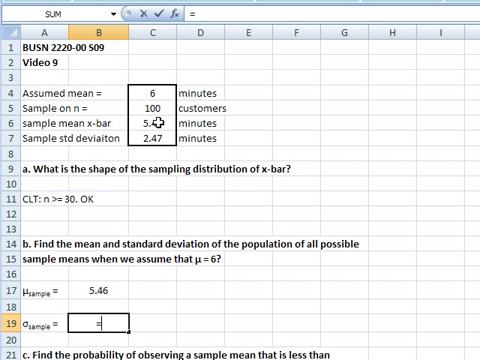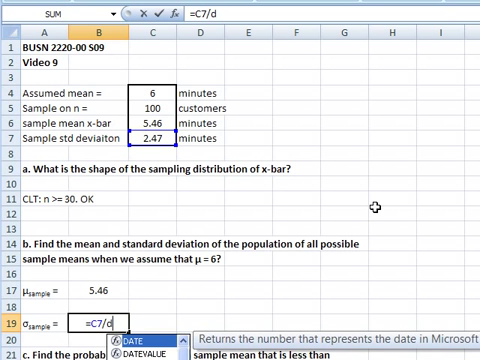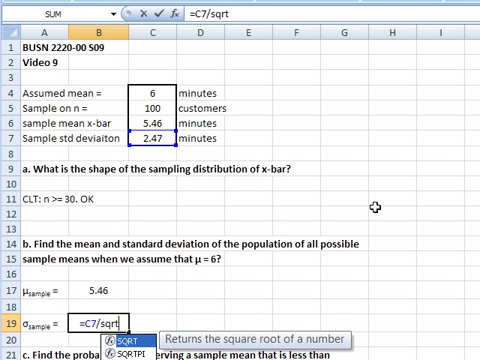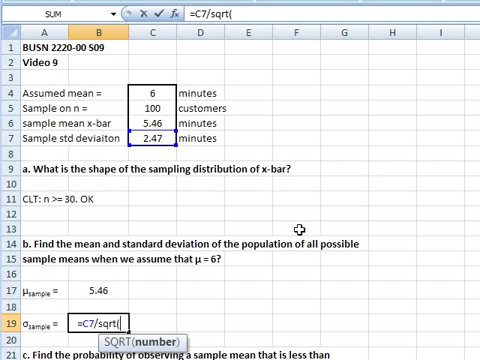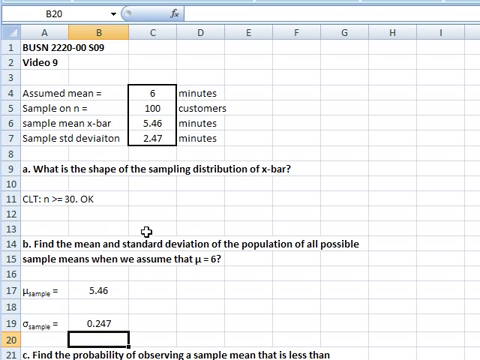The standard deviation of the sample mean is equal to the population standard deviation. Again, we don't know what that is for sure. We're only guessing that it's about what our sample standard deviation was, 2.47. We're going to divide that by the square root, SQRT, of the number of samples, 100. So I'll click on that. And in fact, it's 0.247, as we could have done in our head because the square root of 100 is 10. Divide that into 2.47 and we get 0.247.